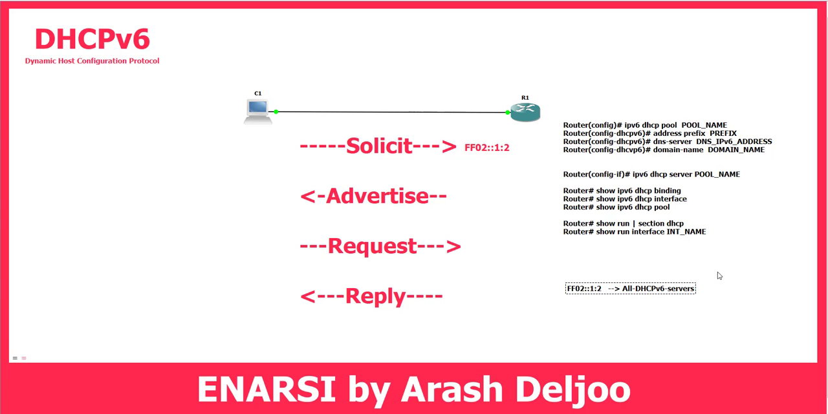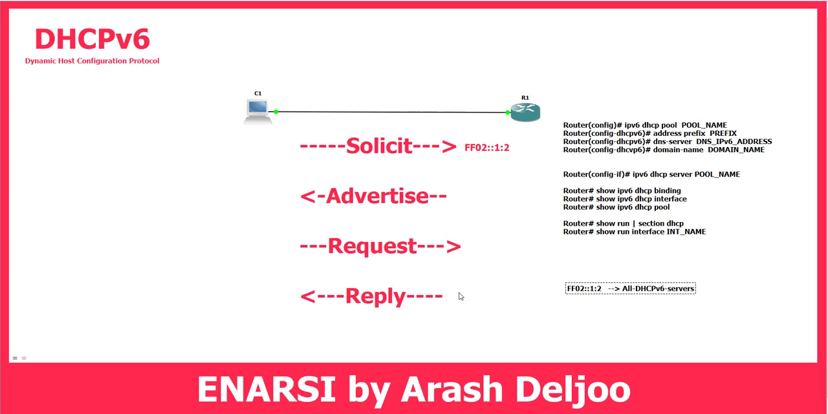DHCPv6, or Dynamic Host Configuration Protocol for IPv6. This is not the 6th generation of the DHCP. Actually, this is the Dynamic Host Configuration Protocol for IPv6, in comparison with DHCPv4 that is for IPv4. Okay, let me talk about DHCPv6.